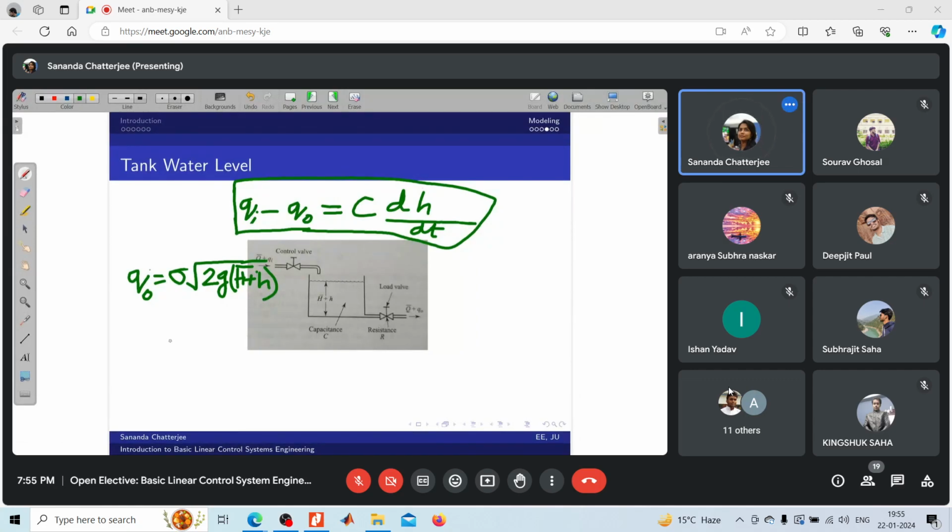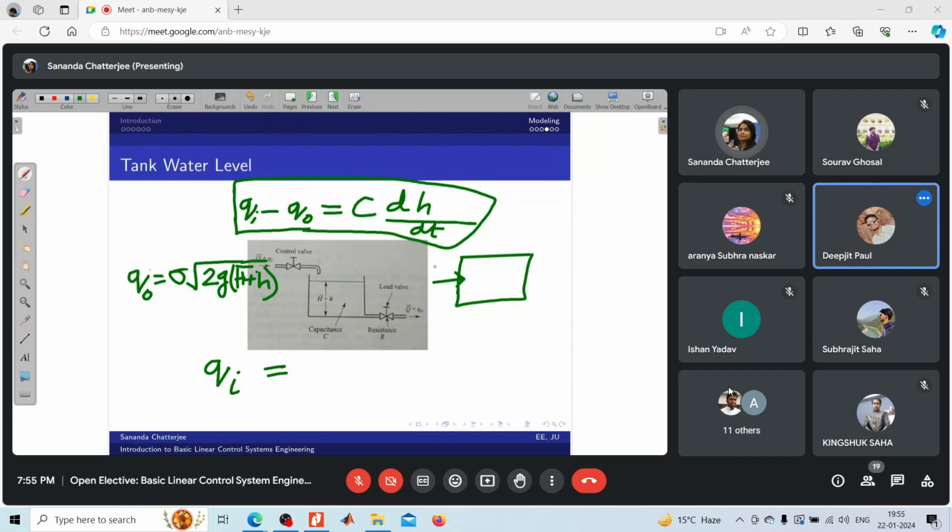So therefore, the input to output relation. What is the output in this system? If we see it as a plant, what will be the input and output of the plant? What is the physical variable that we are trying to control here? Flow rate? No, flow rate we are not trying to control. We are trying to control the water level.